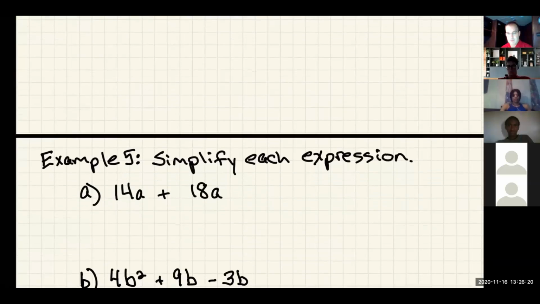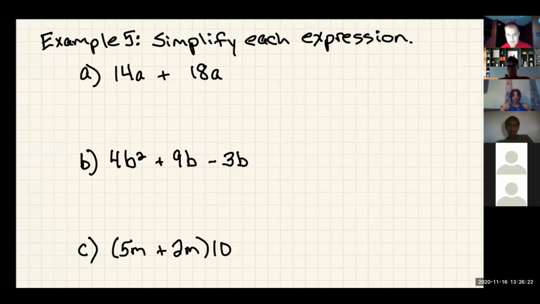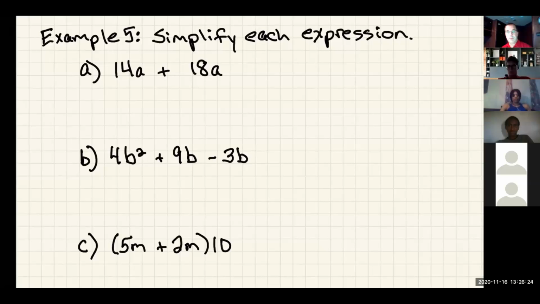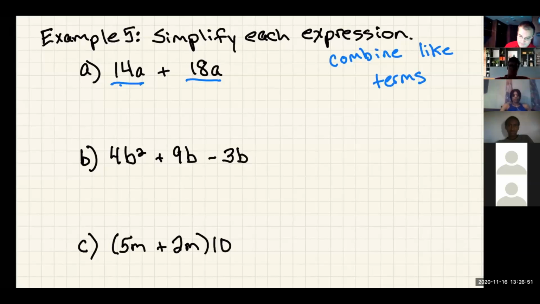If not, we got 2 more examples, kind of 4 more, because this example's got 3 parts. It says simplify each expression, but really this is all about combine like terms. So this is 3 separate examples of combine like terms. The first one's pretty straightforward, hopefully. Those are like terms because both terms have the letter A, and though it's not written in there, they are A to the first power.